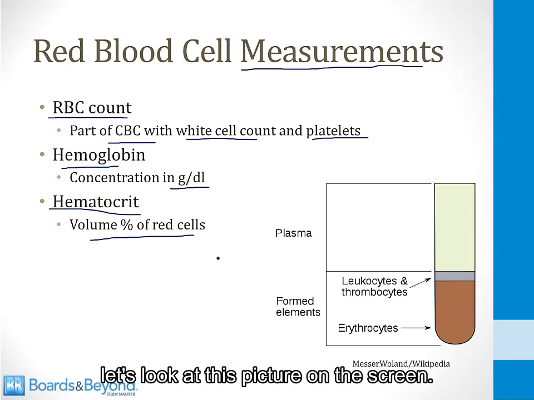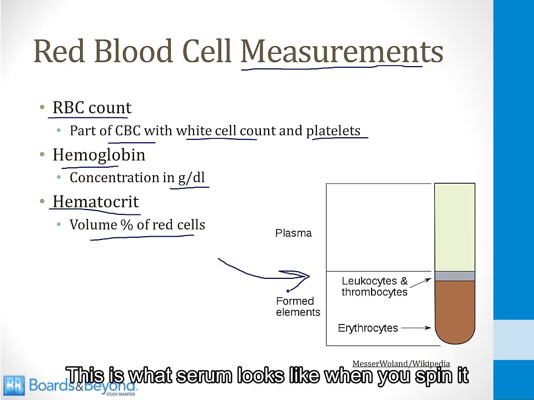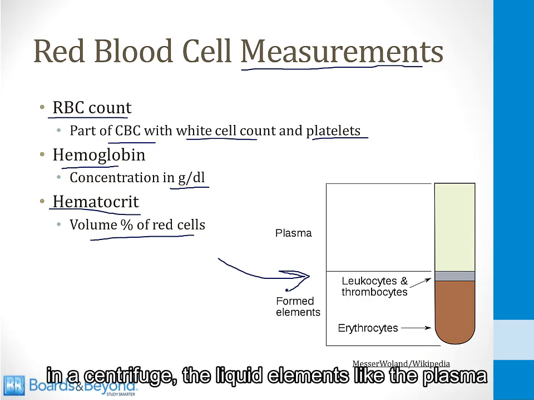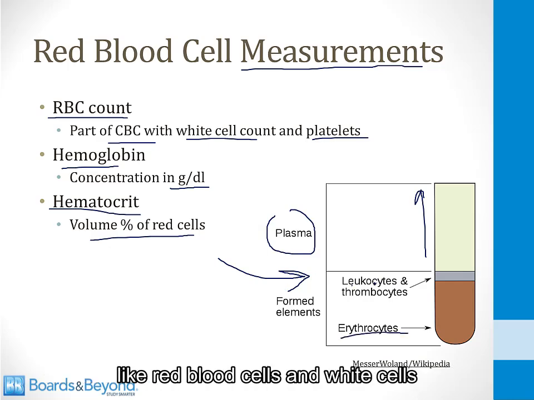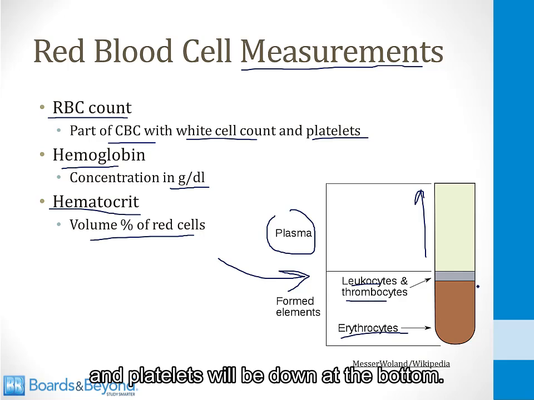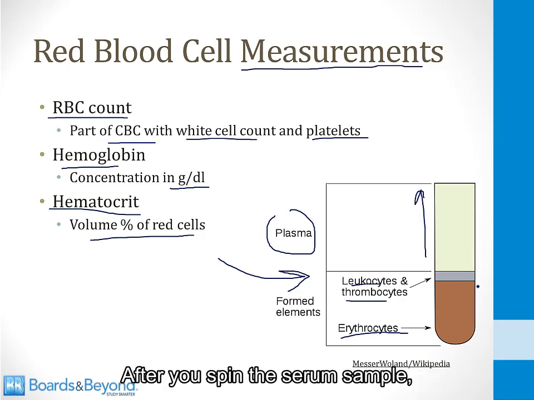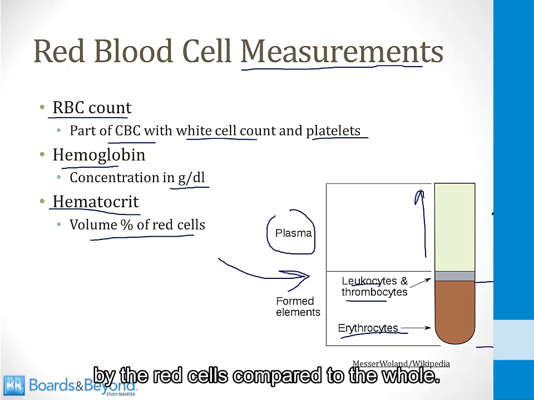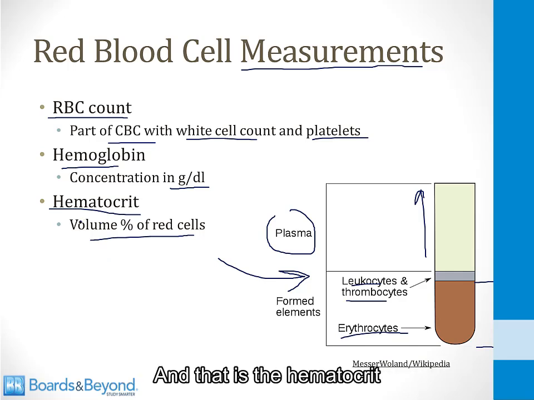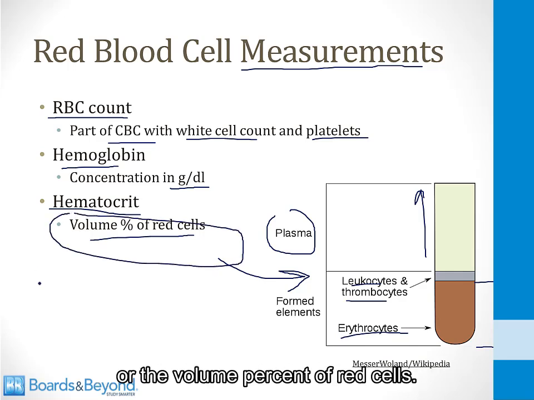To understand this, let's look at this picture on the screen. This is what serum looks like when you spin it in a centrifuge. The liquid elements like the plasma will be at the top of the tube, and the heavier things like red blood cells and white cells and platelets will be down at the bottom. After you spin the sample, you then measure the percentage of the sample occupied by the red cells compared to the whole, and that is the hematocrit, or the volume percent of red cells.